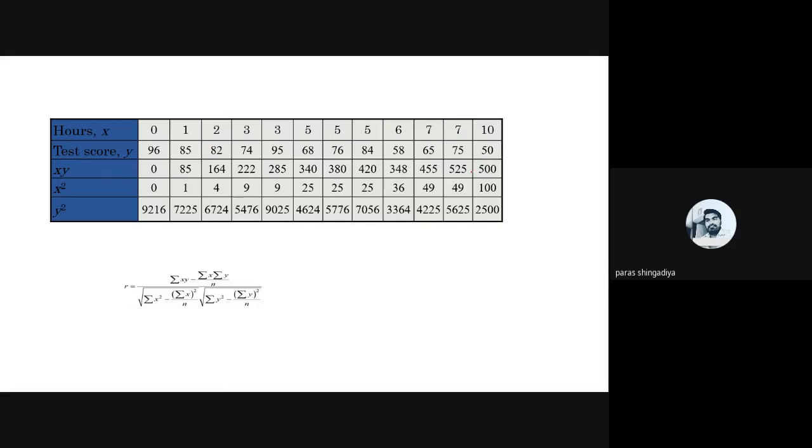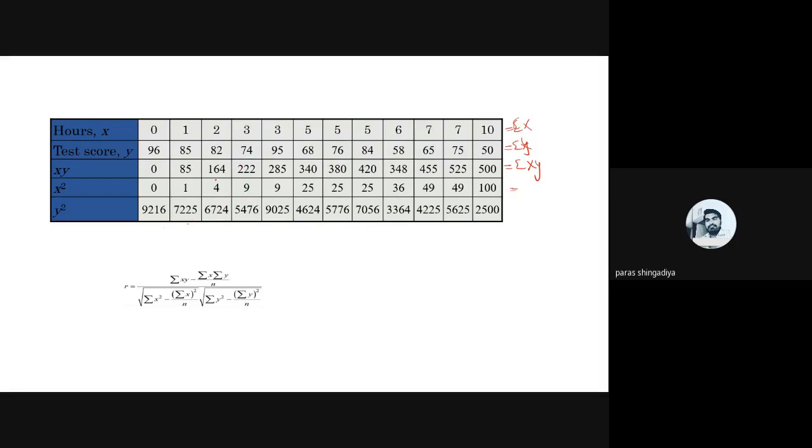First we have to multiply both to create x into y. So 0 into 96 is 0, 1 into 85 is 85, 2 into 82 is 164, 3 into 74 is 222, and so on. At last you have to take the total, that is sigma xy. Check sigma x and sigma y here. Then sigma x square is also required, so create x square first: 0, 1, 4, 9, 25, 36, 49, 100. Then create y square: 96 square, 85 square, 82 square.